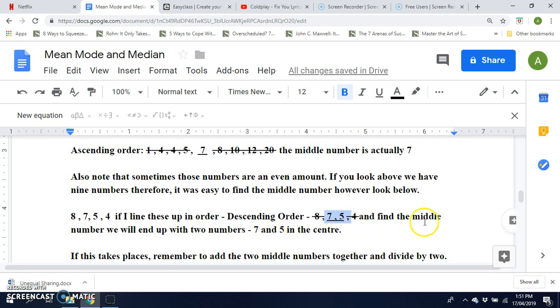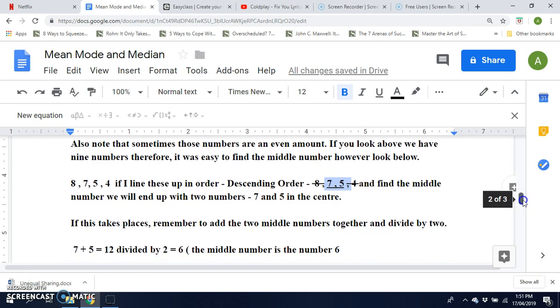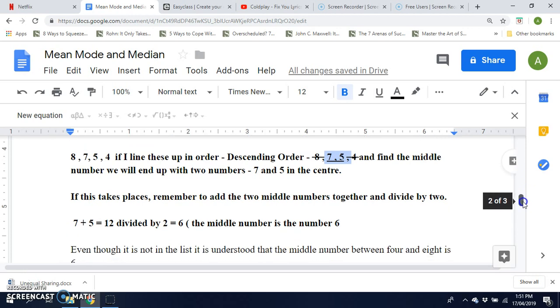So what do we do? Basically, add the numbers together. If I add 7 and 5, I am going to get 12. After I get 12, that's not the middle number. The middle number between 4 and 8 could never be 12. Divided by 2, it is 6. It's very important to note that the middle number between 4 and 8 is 6.